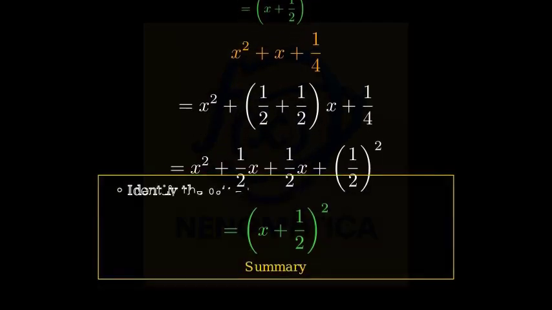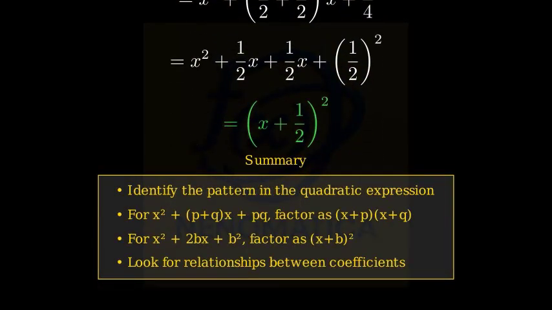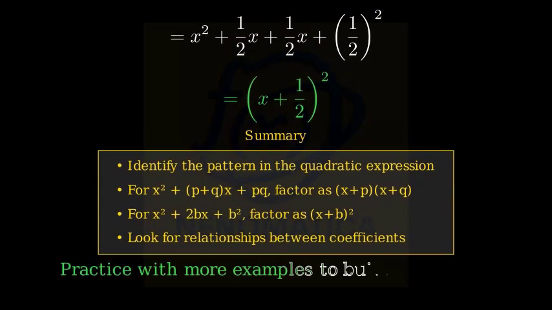To summarize what we've learned about factorizing quadratic expressions, first, identify the pattern in your quadratic expression. For expressions in the form x squared plus sum times x plus product, factor as x plus p times x plus q, where p plus q equals sum and p times q equals product. For perfect square trinomials in the form x squared plus 2bx plus b squared, factor as the square of x plus b. Remember to look for patterns and relationships between the coefficients to find the correct factorization. Practice these techniques with more examples to build your factorization skills.